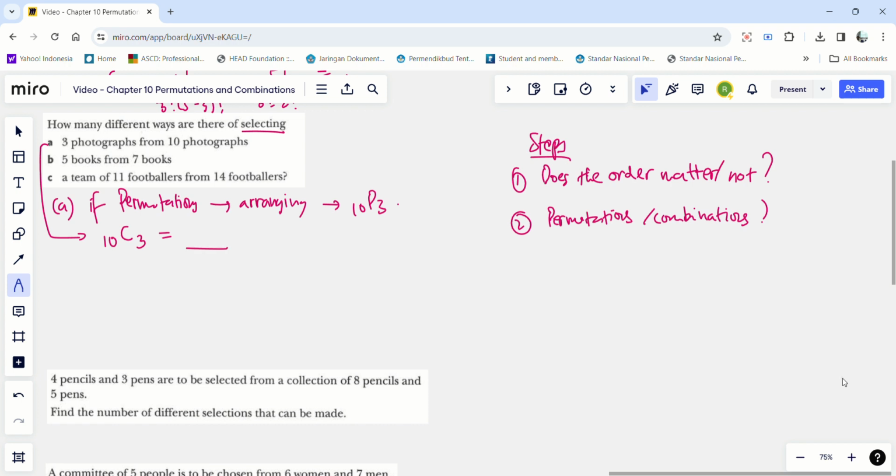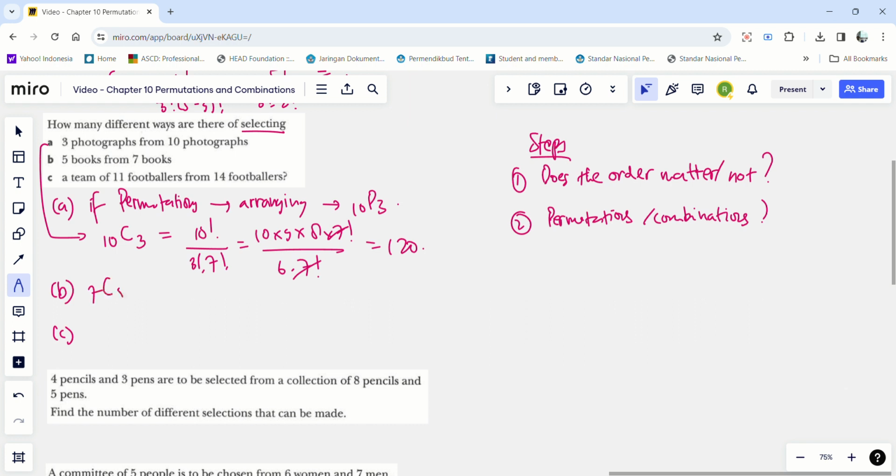So here, 10C3, you can solve it by using a calculator, or you can simply do it using your brain, without a calculator. In this case, for example, like this, cancel, so you got 120. You can do the same thing for question B and question C.